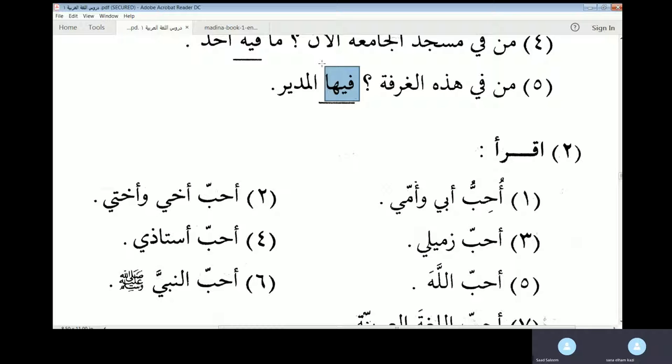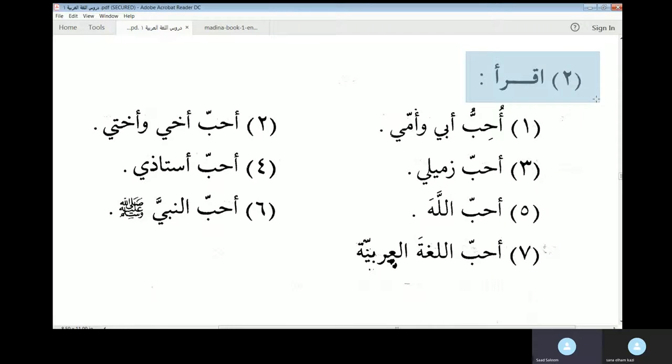Only if there is a jar, then only we will make it majrur. Yes. And this time we cannot shift the harf jar of fi to mudir because ha is the pronoun. And pronoun is placed in the category of ism in Arabic. So ha is ism here. So basically noun and pronoun, they have the same rules. They come under ism.